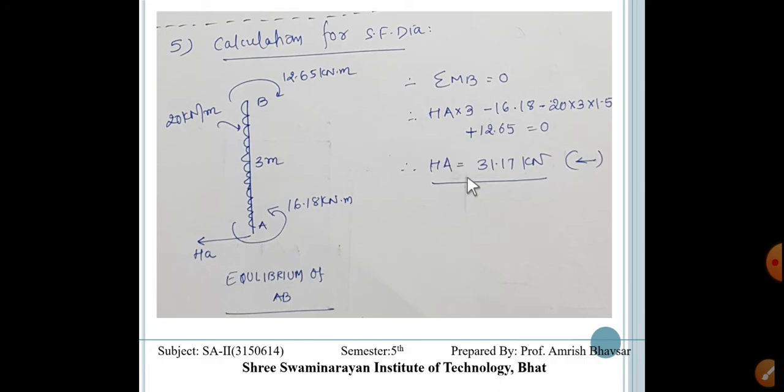So it is equal to 0. From this we can get the HA, that is 31.17 kilonewton, and we have assumed that the HA is towards the left. So we will get this positive value, means our assumed direction is correct. So HA is towards the left, and that is 31.17 kilonewton. Okay. Now the one horizontal reaction is found by us.